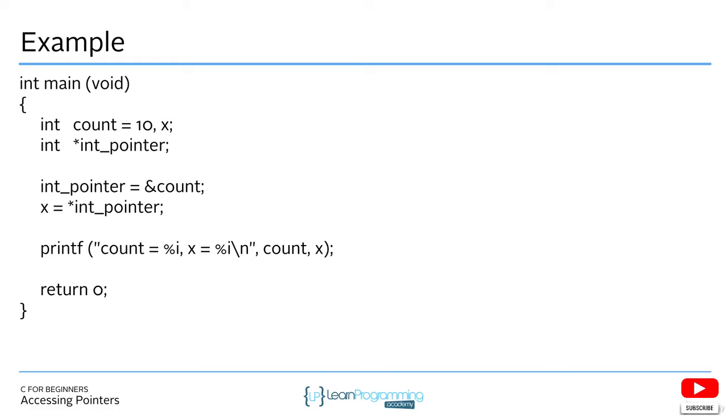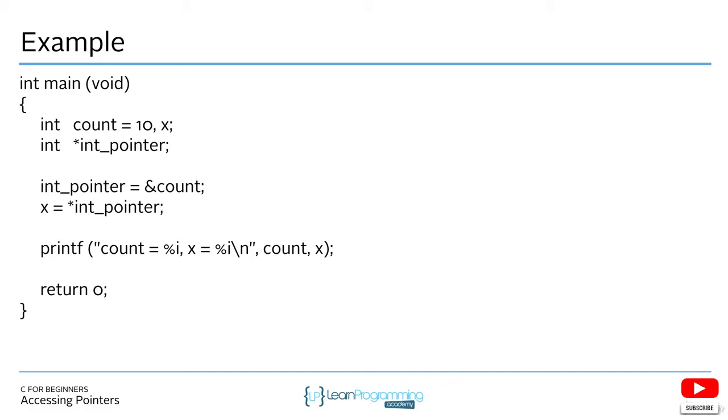Because remember, pointers only contain addresses as their values, but they are also pointing to something. So we can then assign the variable x whatever int pointer is pointing to. What is the value of the address that is contained in int pointer? So x is going to actually display 10. If we go ahead and display that, saying count %d, x %d, count is equal to 10, x is going to equal 10. That's how you can dereference a pointer and get the value that it's pointing to.